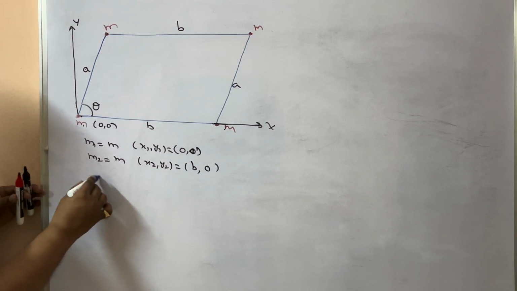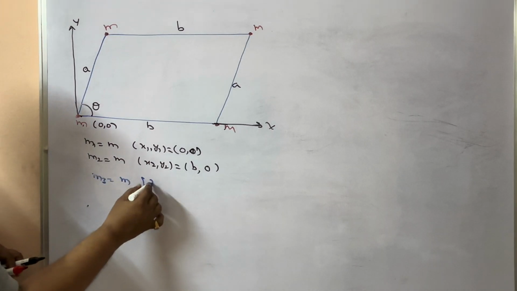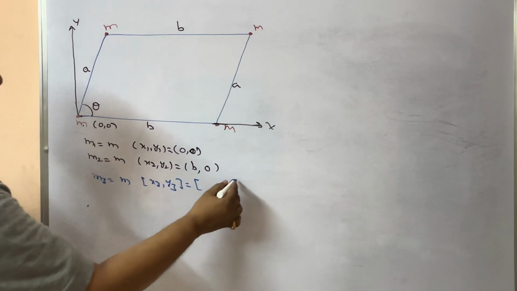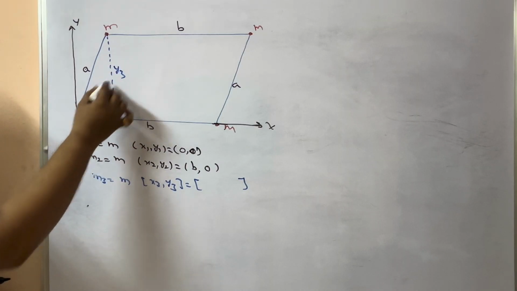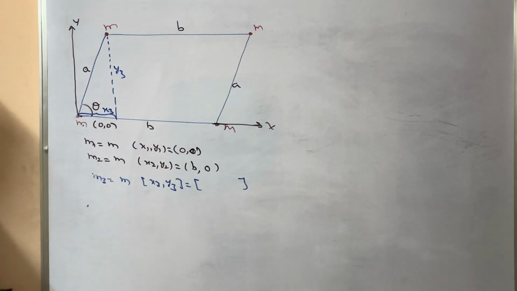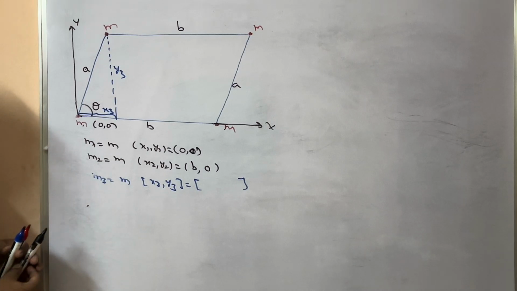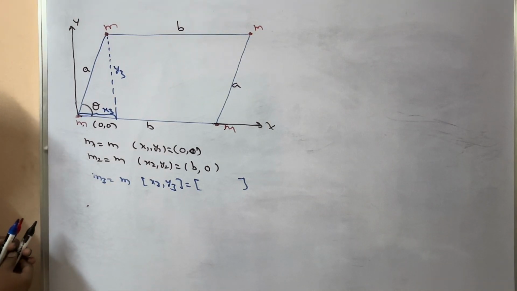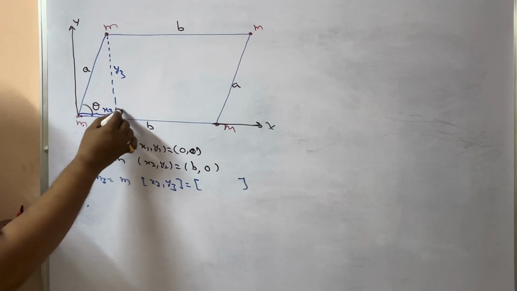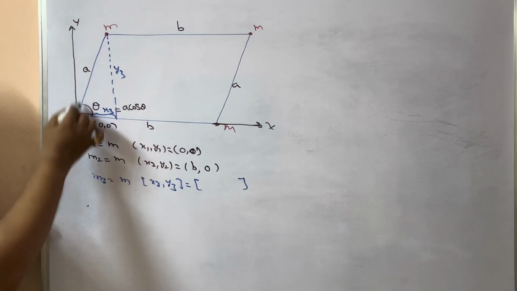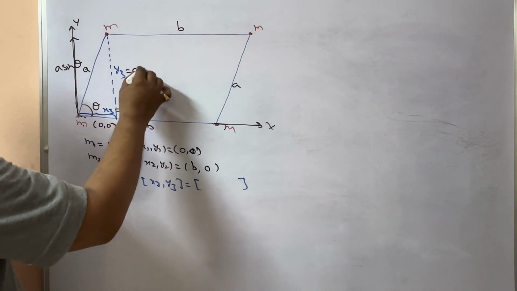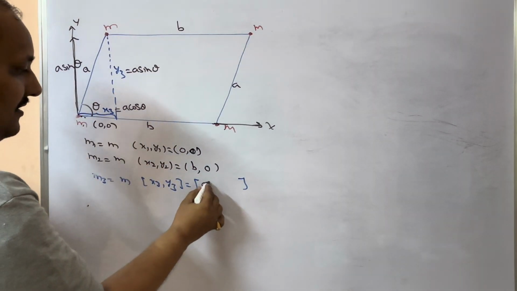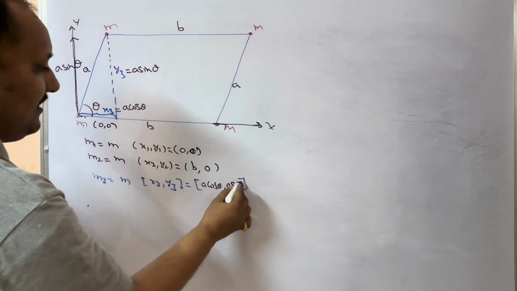Next, m3. m3 is going to be m, at x3, comma y3. So what are x3, comma y3? This is going to be y3, and this is going to be x3, correct? Now what are y3 and x3 from the diagram? If theta is the angle being made, then x3 is A cos theta, and the remaining part is going to be A sin theta. Therefore y3 is A sin theta. So x3, comma y3 is A cos theta, comma A sin theta.